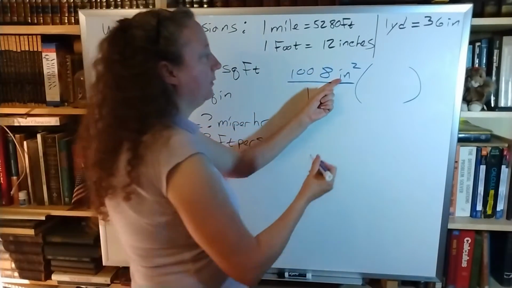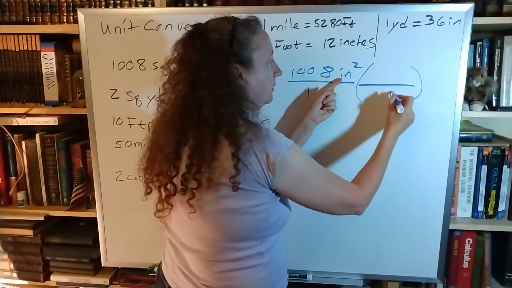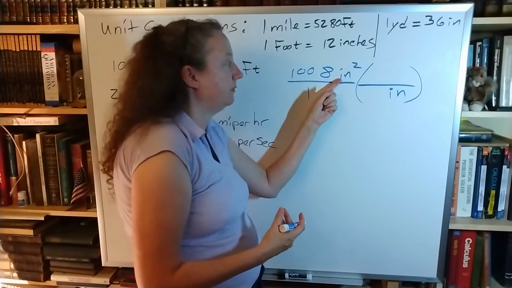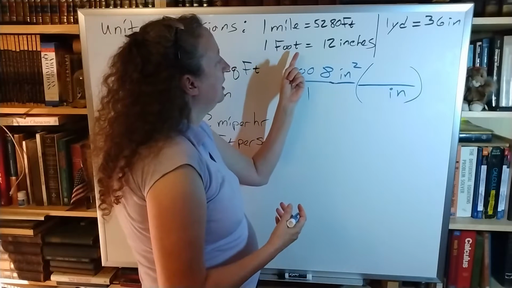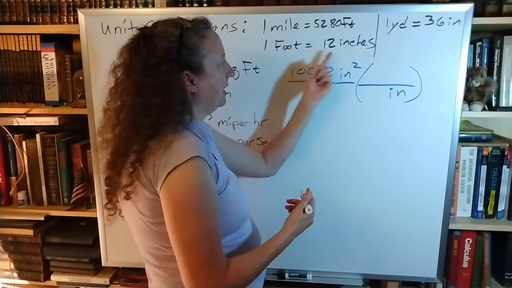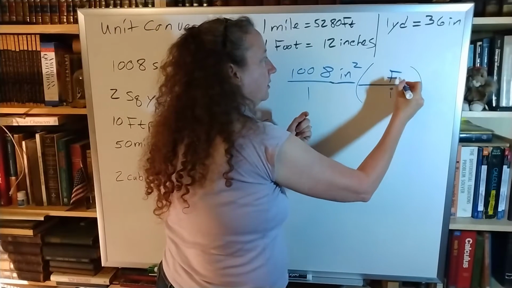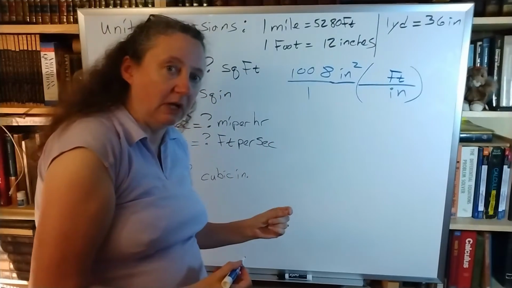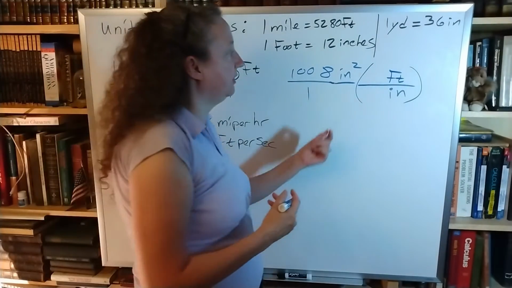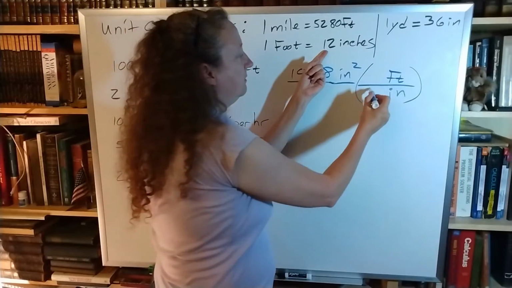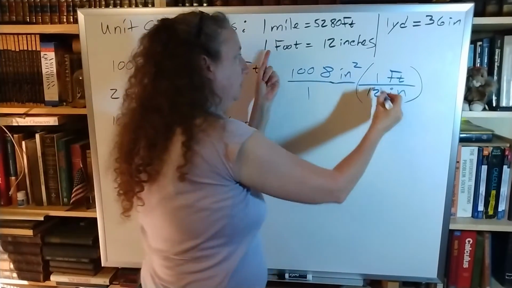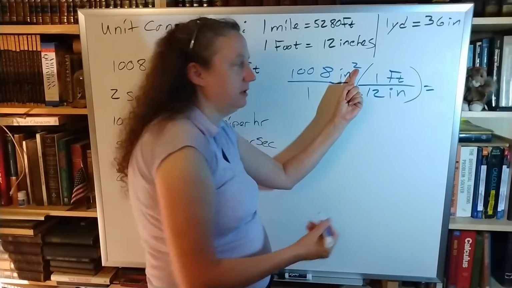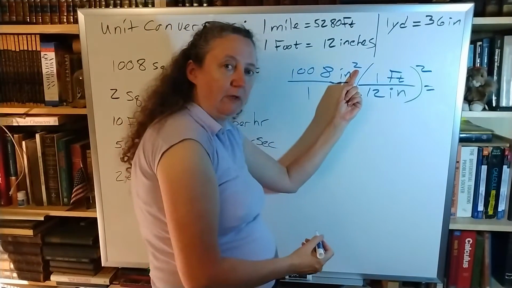I have inches. I want to get rid of inches. So first thing I do is insert my unit so I know where to put the number. I want to go from inches to feet. I have that conversion factor. So I do that. Once I have my units in, then I'm allowed to put my numbers in. So inches gets the number 12. Feet gets the number 1. I have to do this twice because this is squared. So I have to square that also.